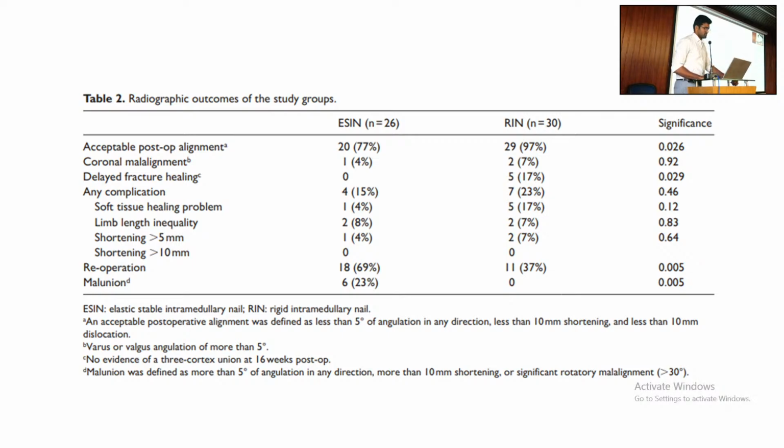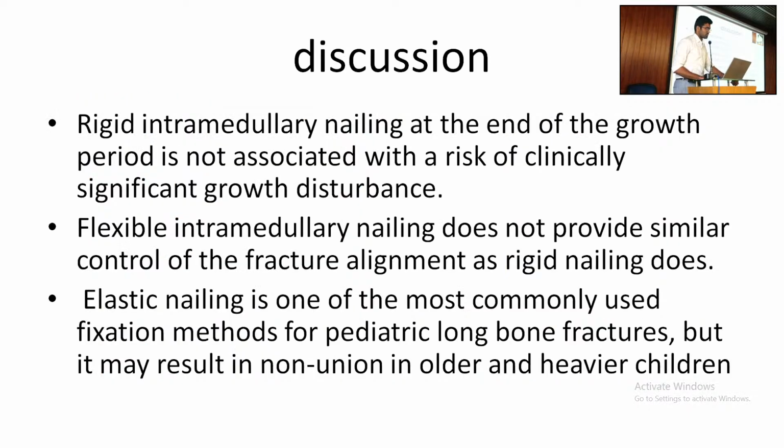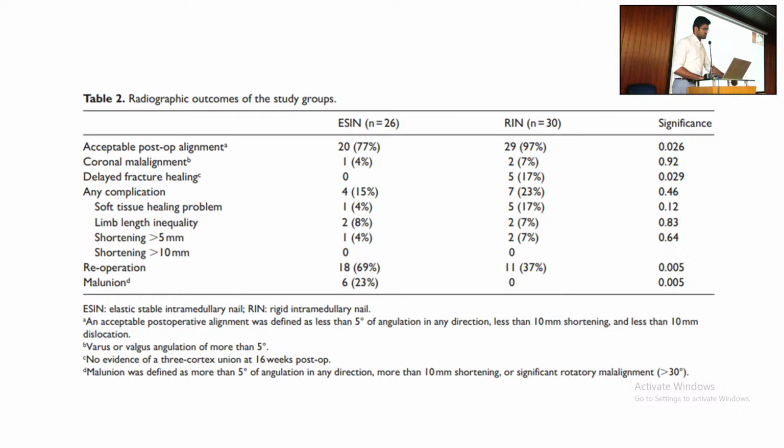Maybe infection or the nail protruding out, that's a reaction. But the rigid nails' reoperation rate is only 11, elastic is 18. Reoperation, that's what it means. It is not mentioned in the discussion, sir. For any complication or implant removal, that is also a reoperation. Yes. Before union, if something goes wrong, you have to do it again or take it off, for infection or if the nail is protruding out. We should remove it, sir.